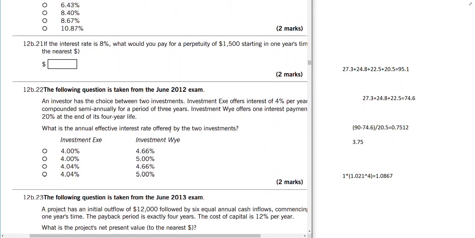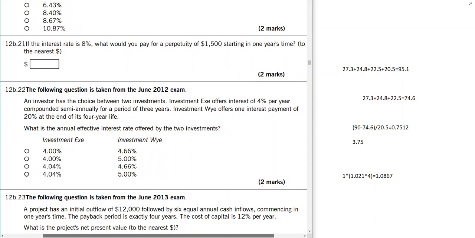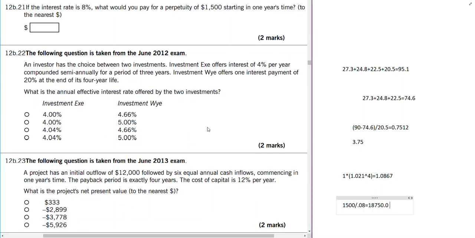If the interest rate is 8%, what would you pay for a perpetuity of 1500 starting in 1 year's time? 1 year's time is year 1, which is normal, so don't be confused about that. If it is anything other than year 1, then it is a problem. So in simple terms, they're asking what is the value of a perpetuity of 1500 at 8% forever. 18,750.